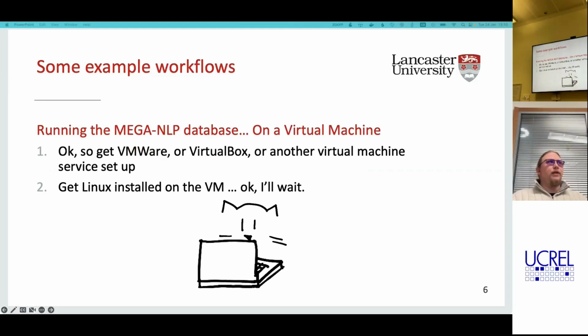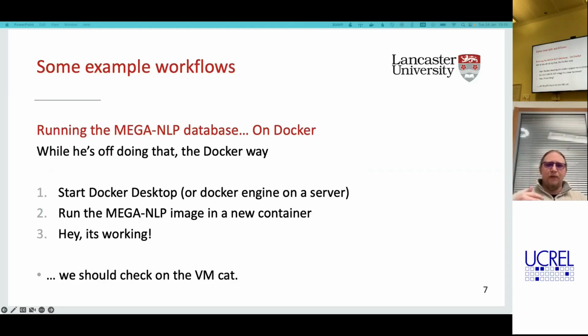So you do that, and you might go, oh, well, okay, fine, I'll do this on a virtual machine. You don't have another laptop, we'll set up a virtual machine. We'll get VMware, VirtualBox, any of the other kind of virtual machine stuff running on your machine. And then you need to install Linux in the box. So we're just going to leave a cat doing this because it will take a while. So while he's installing Linux, let's try it on Docker.